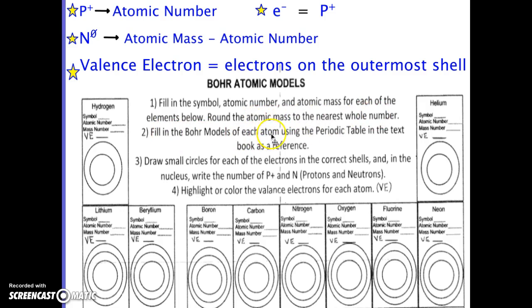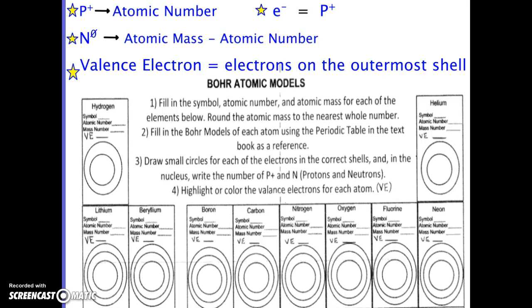You're going to fill in the Bohr models for each using the periodic table. You're going to draw small circles for each of the electrons on the correct shells. And in the nucleus, you're going to write P and N for protons and neutrons, and then highlight or color the valence electrons for each atom. And that's why I wrote VE. VE stands for valence electrons.